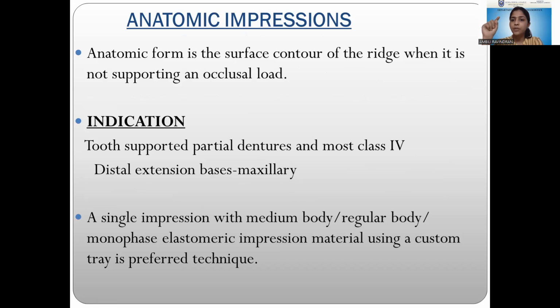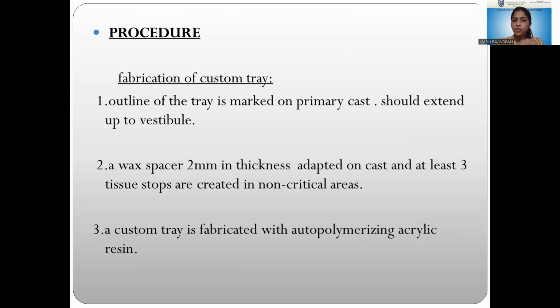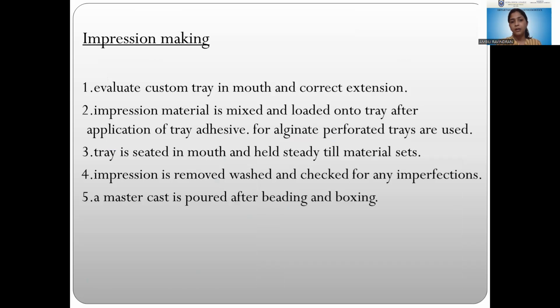So for the fabrication, we will be marking the extension of the special tray on the preliminary cast, and we'll be adapting a spacer of 2 mm with a base plate. Pads and tissue stops are placed, and using resin we'll be fabricating a special tray, and we'll take a final impression with a medium body, regular body, or elastomeric impression material. So for impression making, we should try the special tray in the patient's mouth.